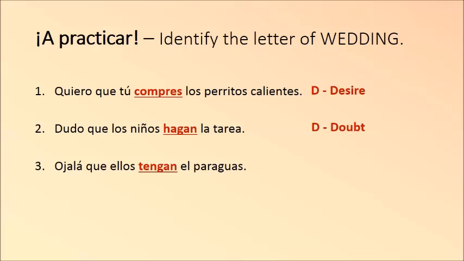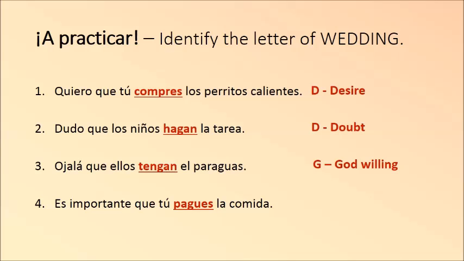Número 3. Ojalá que ellos tengan el paraguas. This one is G, God willing. It's saying that, boy, I hope to God that they have their umbrellas. And then finally, número 4. Es importante que tú pagues la comida. This is an impersonal statement because it's saying that it is important. We don't know who's talking, we don't know who the it is, but everybody knows that it's important to pay for your food.